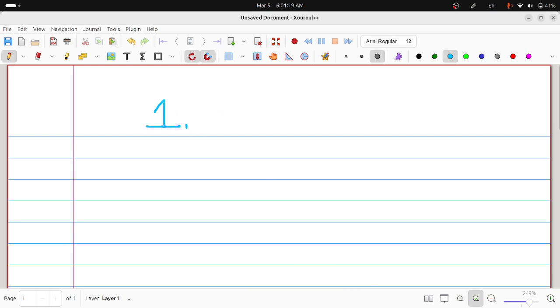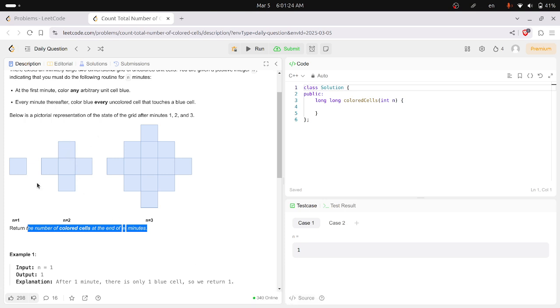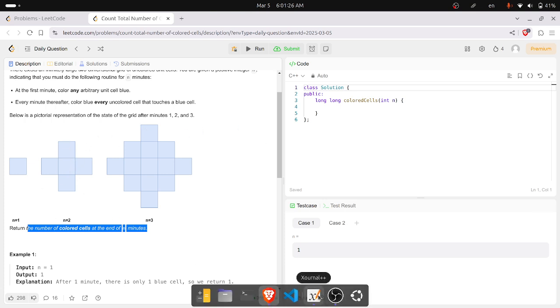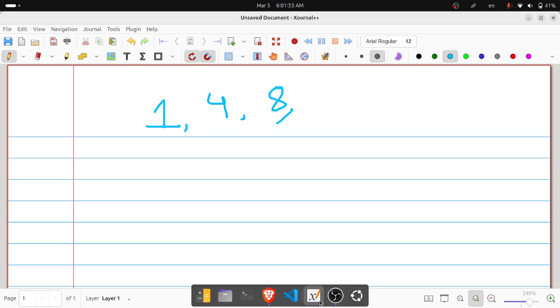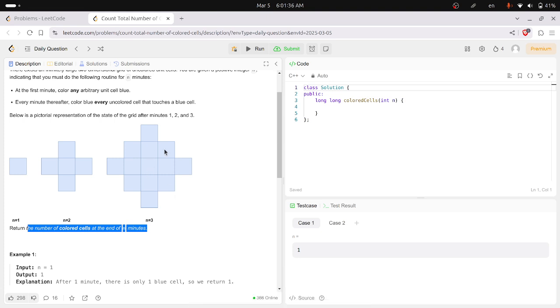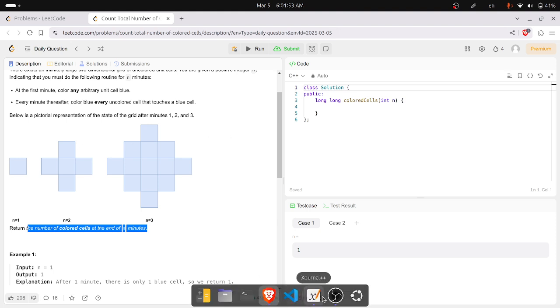So first minute one, then I'll do four more. So I'm adding four. Initially it's zero, then I'm adding four more, and then adding eight more. 1 2 3 4 5 6 7 8, and then what? Then I am adding 1 2 3, 1 2 3 4 5 6 7 8 9 10 11 12. So and then I'm adding 12.